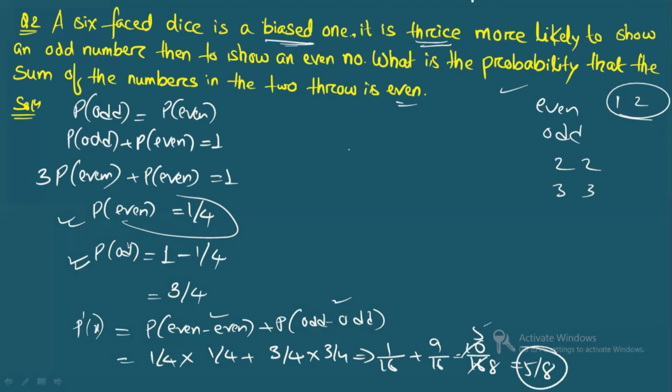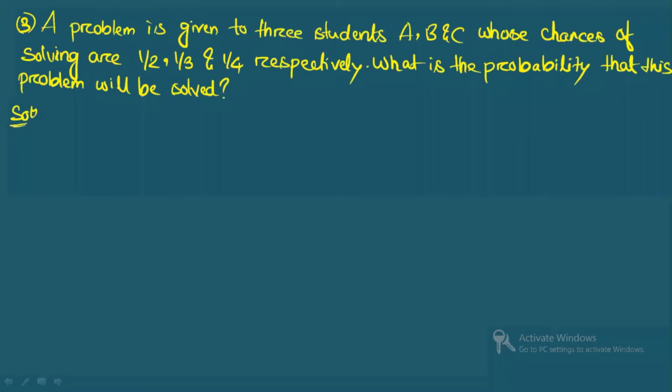Now let's see the next question, question number 3. Here it says a problem is given to 3 students A, B, C, whose chances of solving it are 1 by 2, 1 by 3 and 1 by 4 respectively. What is the probability that this problem will be solved? So here it is saying that you have 3 students A, B, C, and you have a problem.